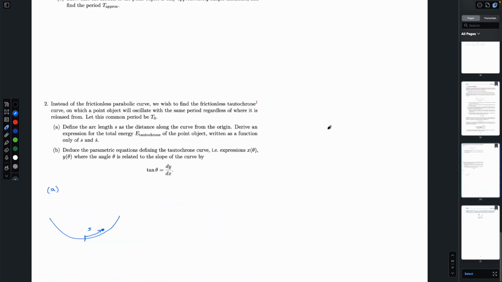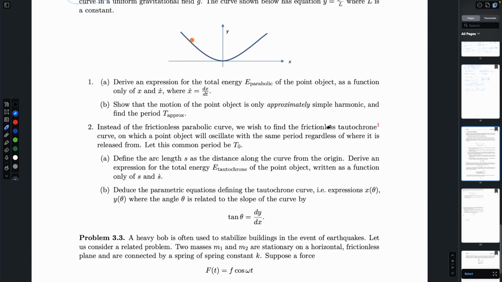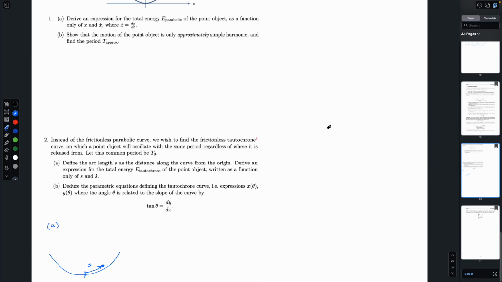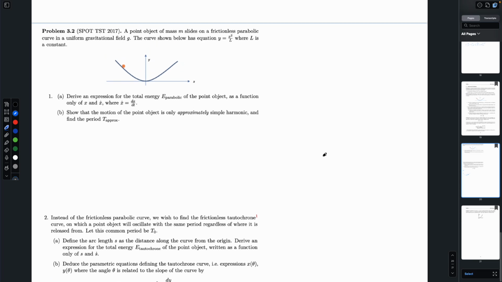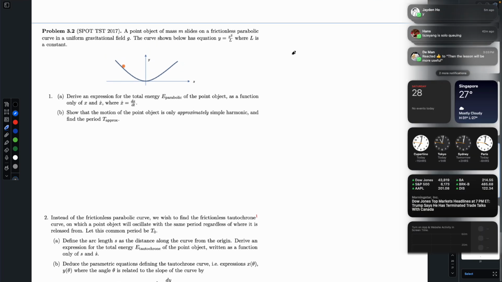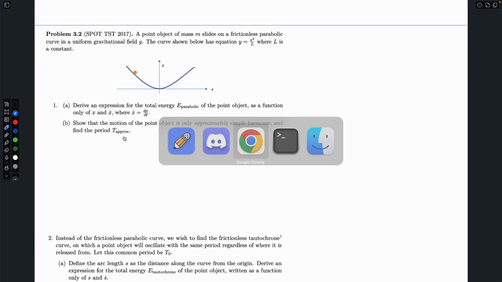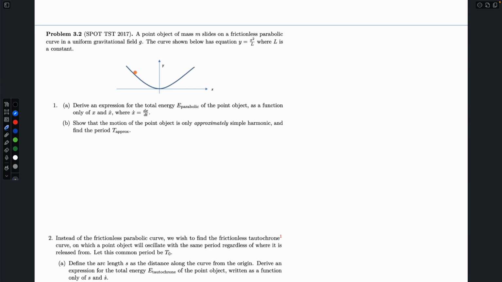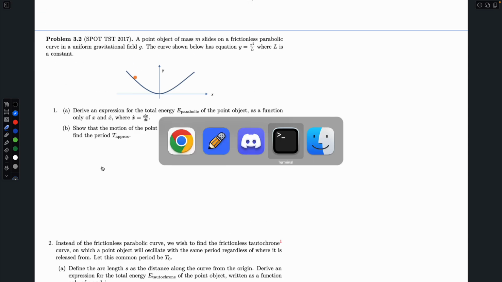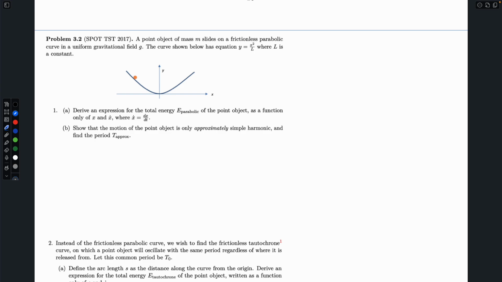Okay, I will quickly go through 3.2. My bad, I took too long for the Cavendish one. That one was a bit annoying. Okay, I'll quickly go through this. For this problem, part A, do you need me to go through? Okay. Then I'll just go straight to part 2.